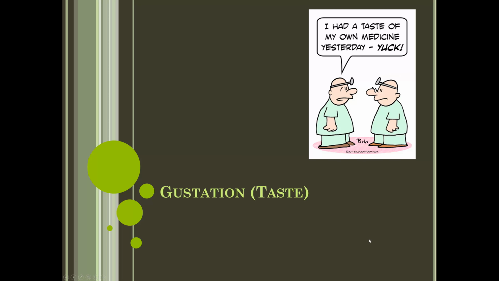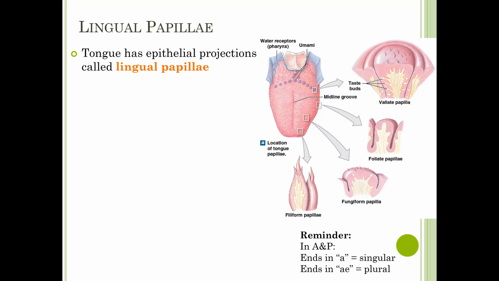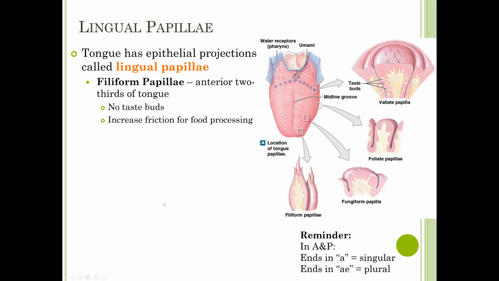In this section, we're going to look at your sense of gustation, which is your sense of taste. Let's start by looking at the anatomy of the tongue. The tongue has little epithelial projections all over it, and these are called lingual papillae. Just as a reminder, when you see papilla with just an A on the end, that is singular, and when you see the A and the E on the end, like papillae, that is plural. There are 4 types of lingual papillae.